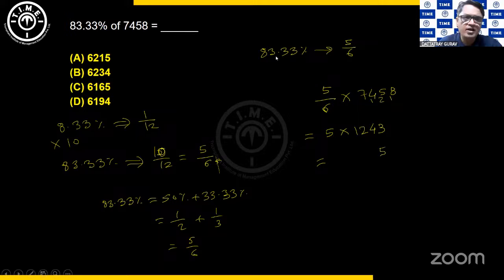So 5 threes are 15. Answer ending with 5, so options B and D are ruled out. Now 5 fours are 20. 20 plus 1, it will be 21. Ending with 15. There is only one option. Option A is the answer. If I complete the multiplication part, it will be 6215. This is the final answer.